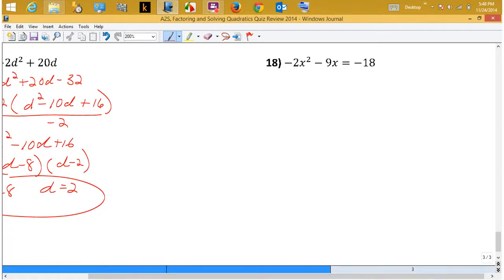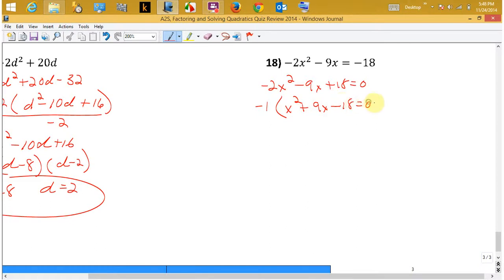Last one. Negative 2x squared minus 9x plus 18 equal to 0. Now I'm going to go ahead and factor a negative 1 out because I don't like to have a negative on my x squared term. So that would be a negative 1 times x squared, and that would flip every sign, plus 9x minus 18 equal to 0. And then I can go ahead and divide both sides by negative 1 just to get rid of the negative 1. So what I'm really going to be solving is x squared plus 9x minus 18 is equal to 0. So I'm looking for two numbers that add together to give me 9 and multiply to negative 18.